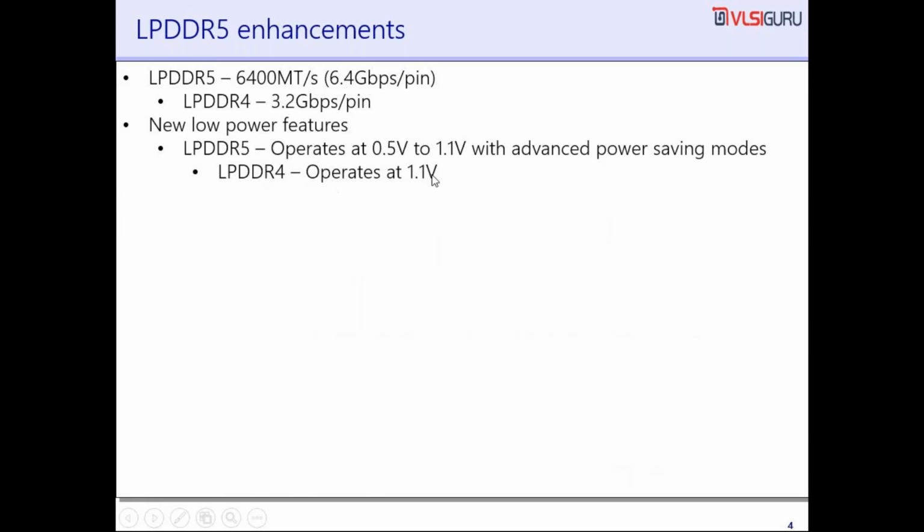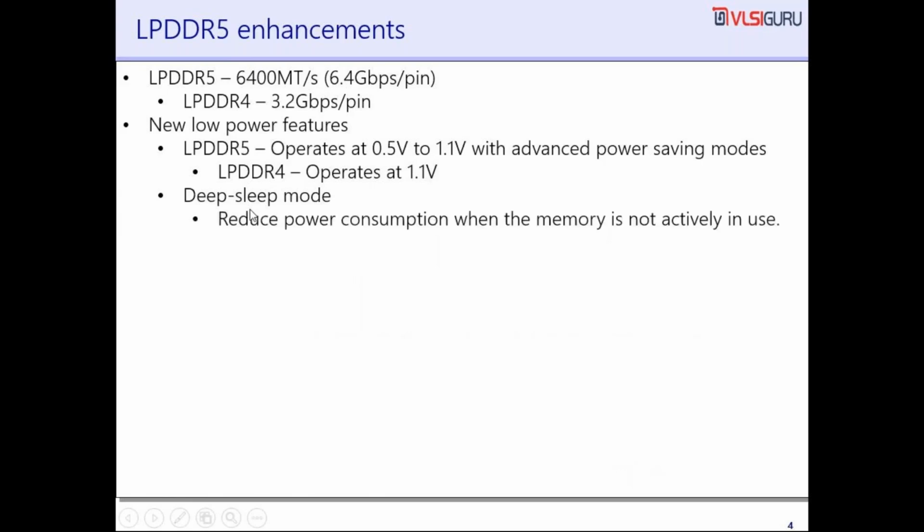It has new low power features added. We'll be talking in depth about each of these features in the further lectures. One thing is LPDDR5 operates at 0.5 to 1.1 volts with advanced power saving modes. When you are putting it in advanced power saving mode, it can work at low voltages, whereas LPDDR4 operates at 1.1 volt. So the reduced operating voltage results in lower power consumption, and it also has something called deep sleep mode, which was not there in LPDDR4. It helps reduce the power consumption when memory is not actively in use.